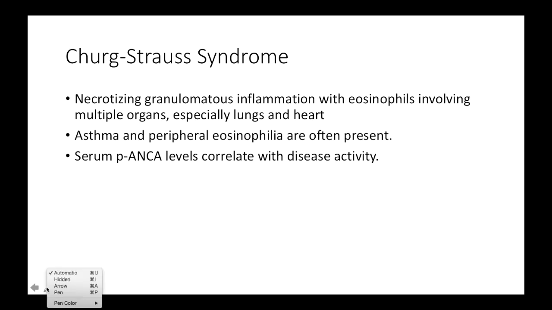Our third type is Churg-Strauss syndrome. This is also a necrotizing vasculitis, but this one has granulomatous inflammation with eosinophils that involves multiple organs, especially the lungs and heart of note. You can see asthma and peripheral eosinophilia, eosinophils, in this condition. And this one also has serum P-ANCA levels that correlate with disease activity.